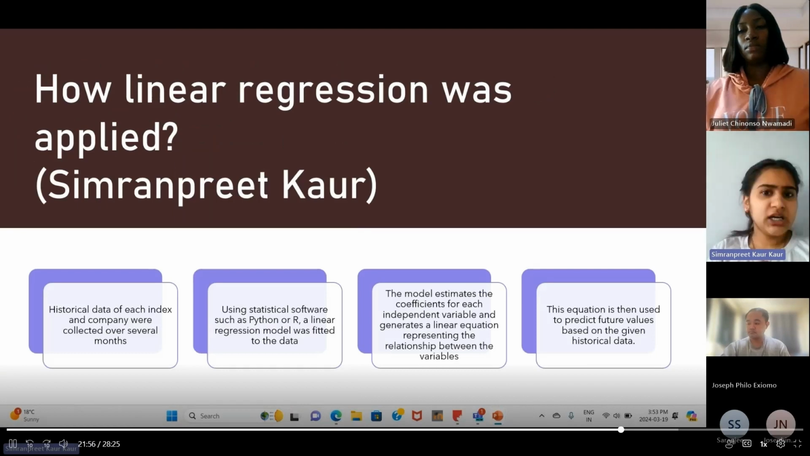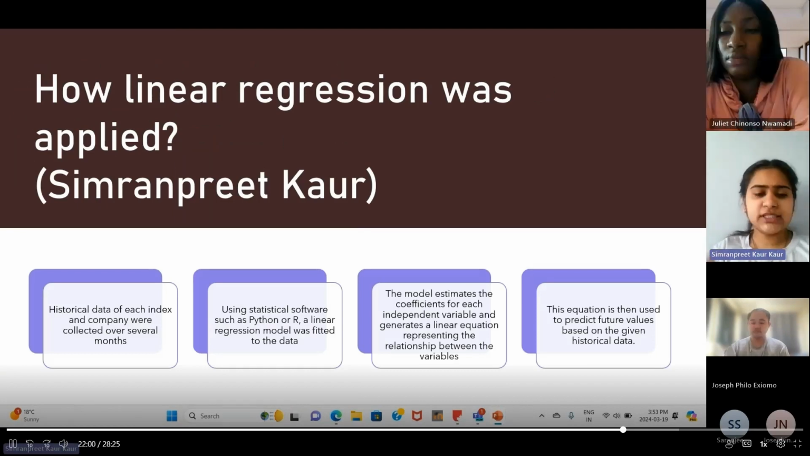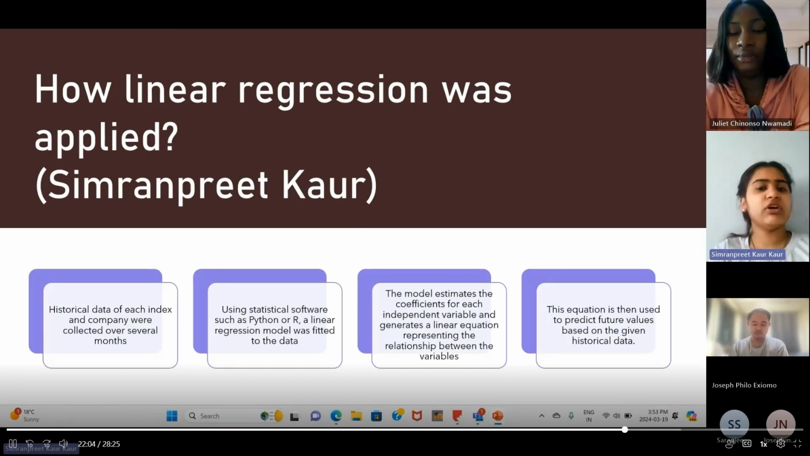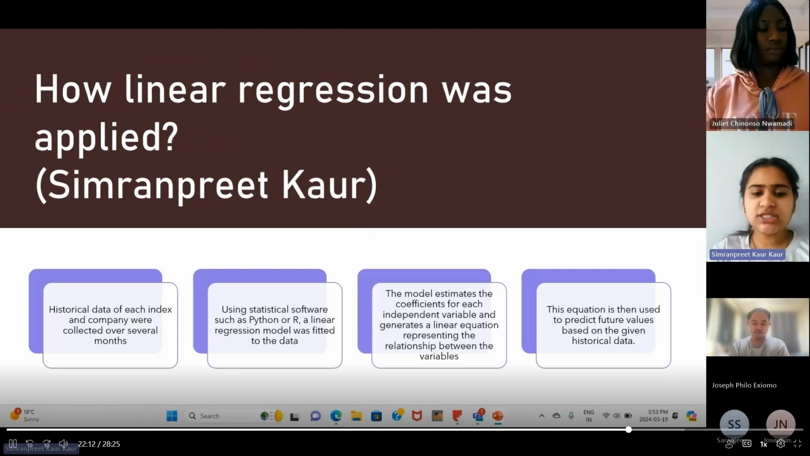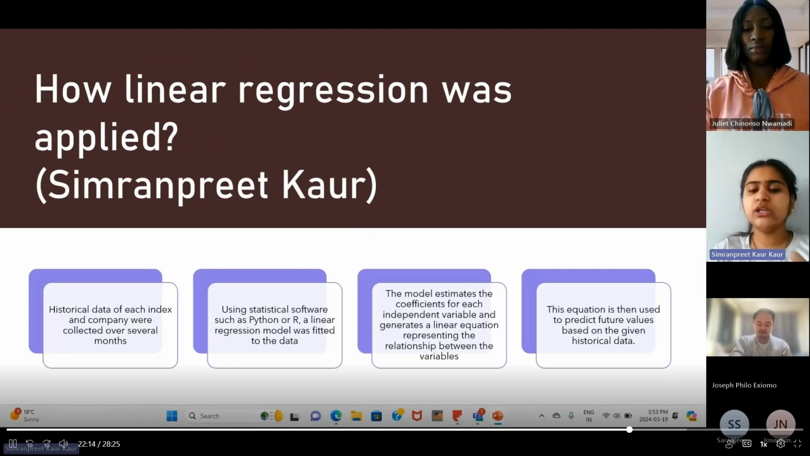So how is the linear regression applied? Firstly, we gathered the data for each index and the company for several months, from February 2023 to February 2024. After we have the data, we use statistical software such as Python or R, and a linear regression model was fitted to this data.